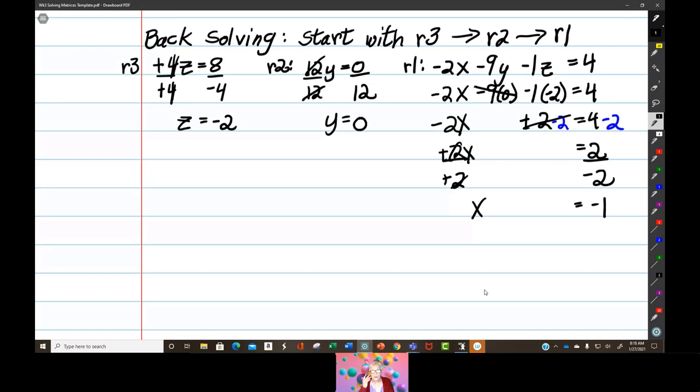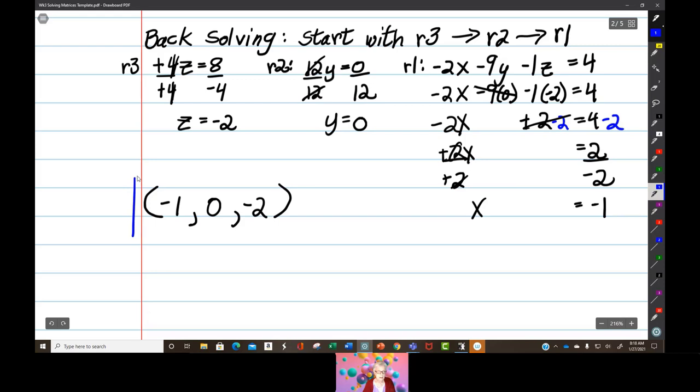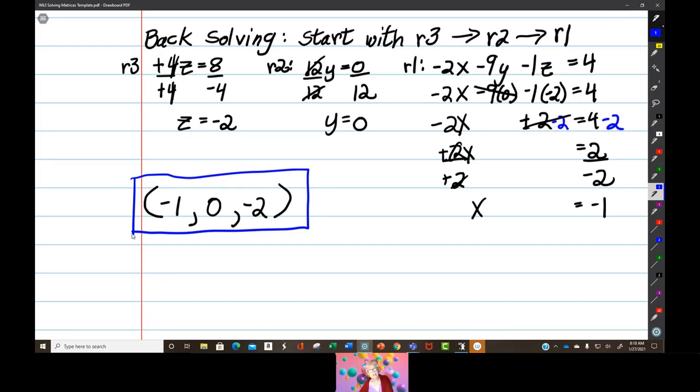Now that I know what X, Y, and Z are, I can write my ordered triple. Negative 1, 0, negative 2. And this is what I put in the answer box.